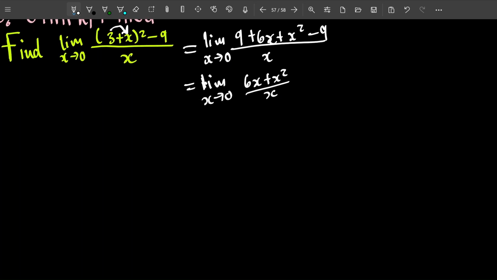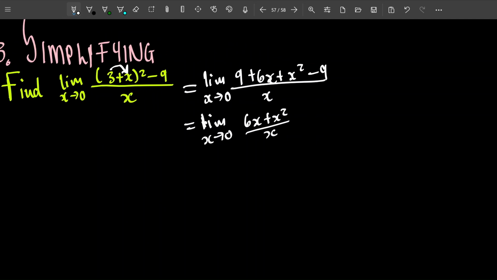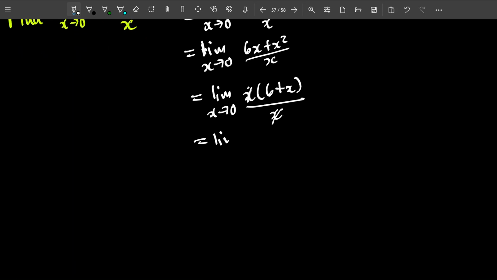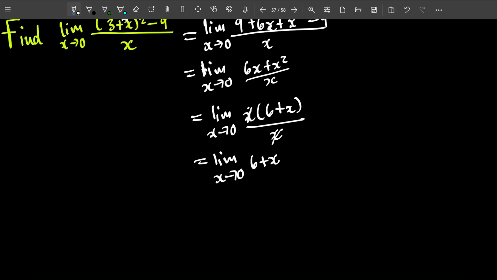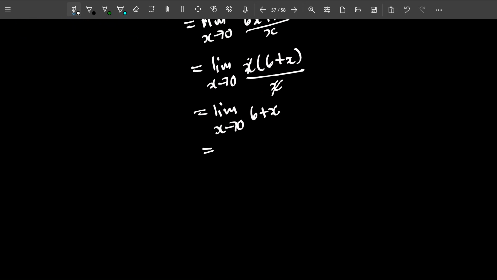Now, once it's like this, we can go ahead. We see that we have a common factor on the top, and that's an x. We'll factor it out. We'll remain with 6 plus x, divided by x. And the x and x will cancel, and you remain with the limit as x approaches 0 of 6 plus x. What we're going to do is just feed in now, because putting in 0 won't affect anything. It's now a polynomial, so I'm going to put it in.